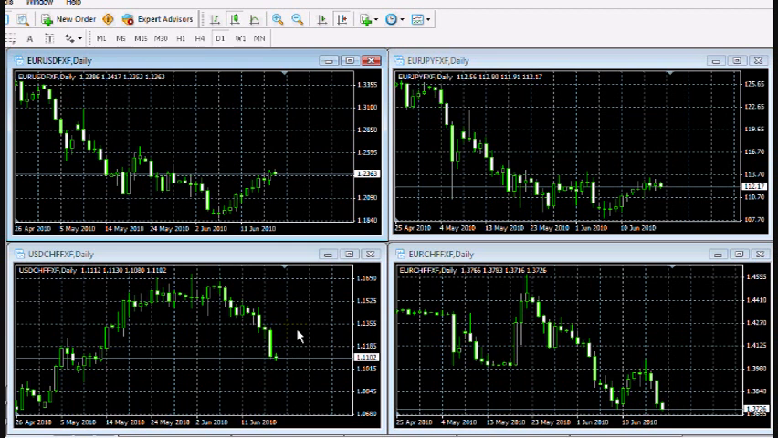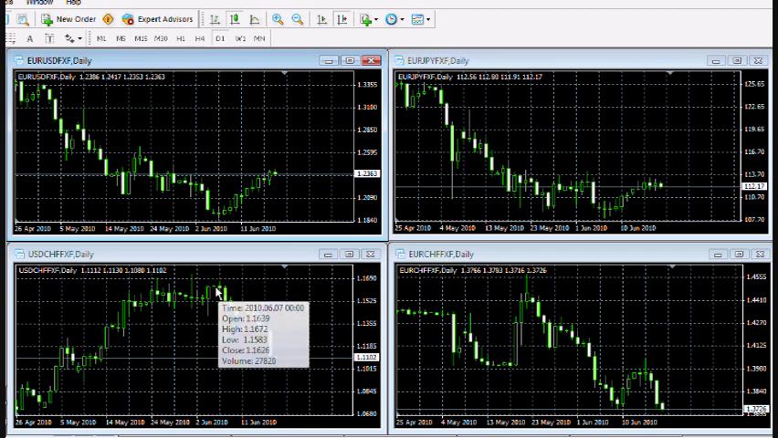Now, again, this pair can have negative correlations as high as 0.9, 0.95. Traditionally, these two pairs are very strongly negatively correlated. And as you can see here, let's say on the 1st of May, the euro dollar started its downtrend, and actually on the 2nd of May, the dollar franc started its uptrend. And they kind of reversed right about the same time on the 6th or 7th.